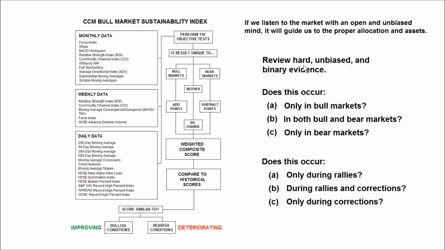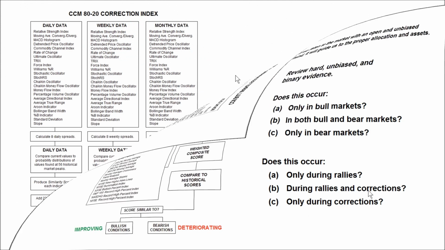We look at hard, unbiased, and binary evidence. The concepts also apply on shorter time frames. We looked at bull and bear markets. If we were looking at a daily chart, we can make the same argument for rallies versus corrections, and the market model does pare back risk during corrections.